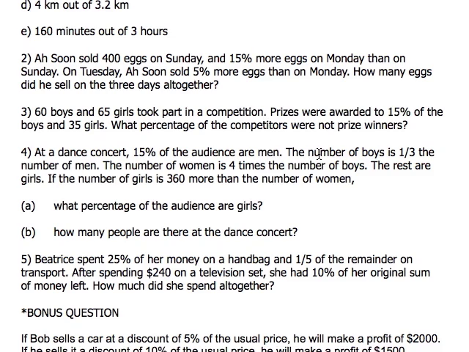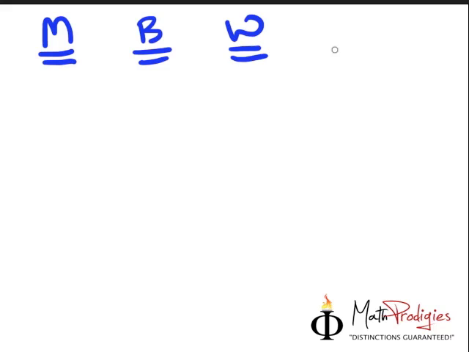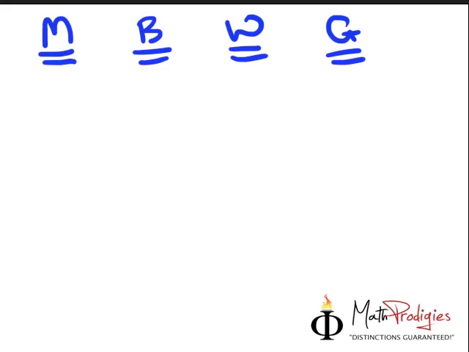There are men, there are boys, there are women, and there are girls. So let's draw this out first. In that particular order, there are men, boys, women, and then girls. Our first clue is 15% of the audience are men. So let's write down 15% of the audience. I'm going to use a different color right now. 15% of audience. I'm just going to write A, of audience.